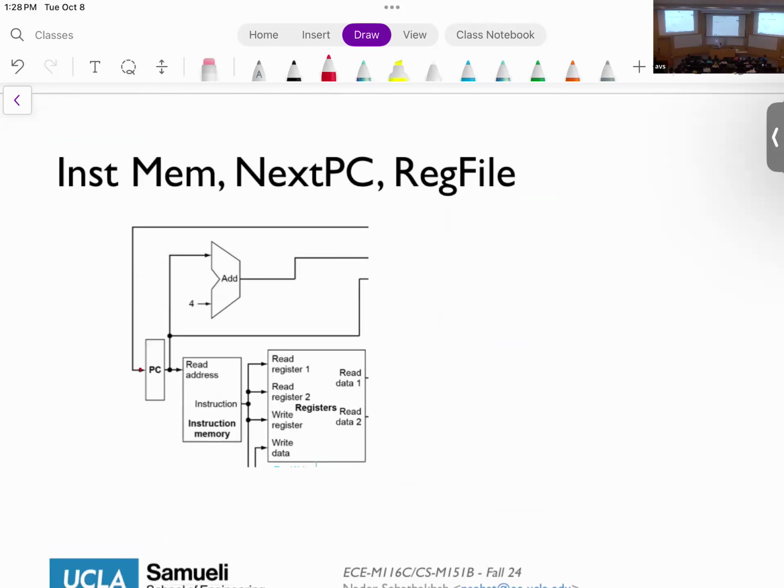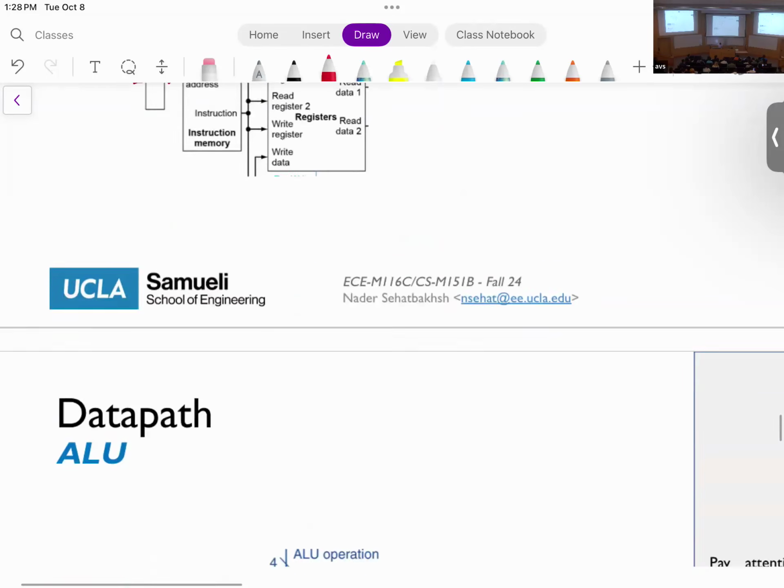So I have my PC. Now I have the upper side of my data path. I have PC plus 4. There's something going on that I haven't shown you here just yet, because there is a branch equal instruction. So next PC is not always PC plus 4. It depends on the branch. That's why I'm not showing it here. But that's a more complete design.